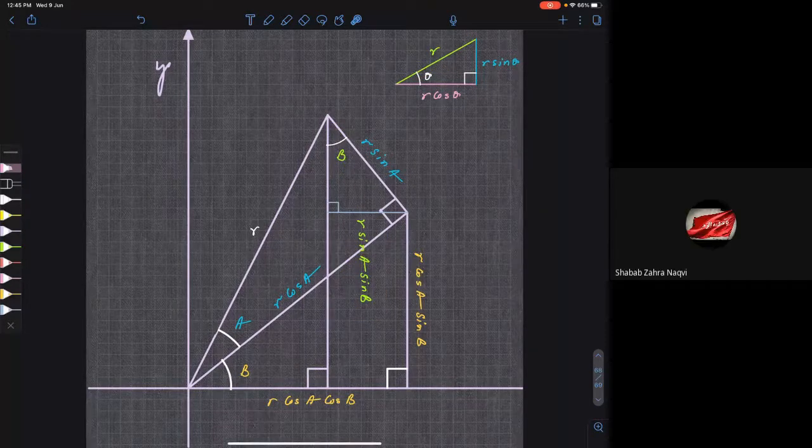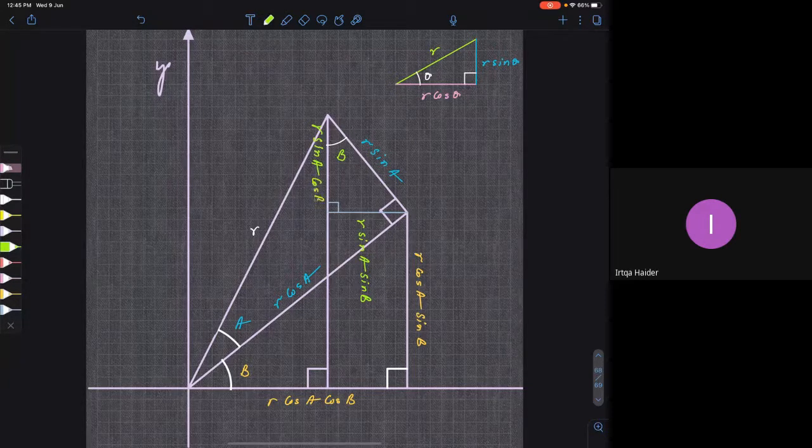Okay, fine. What about this side? Compare this with this side. R cos A cos B. In place of R, what will you take? R sin A. So R sin A cos B. Instead of cos theta, you will take cos B. Are you getting my point? Clear till here?